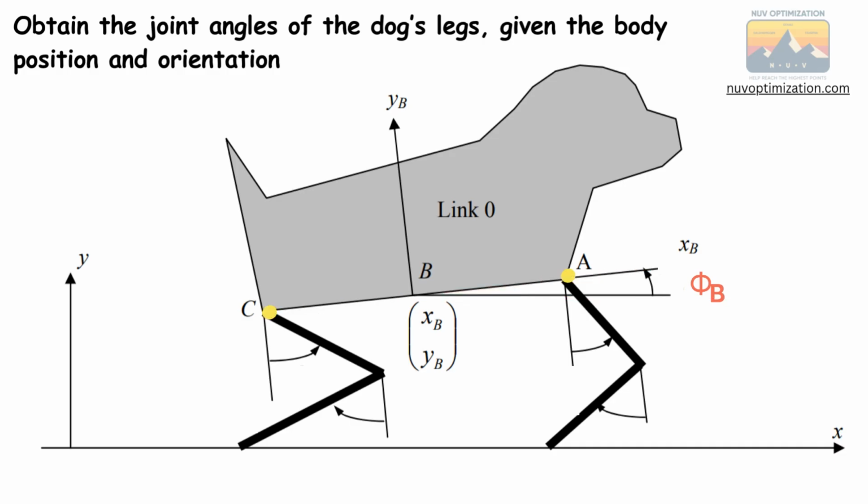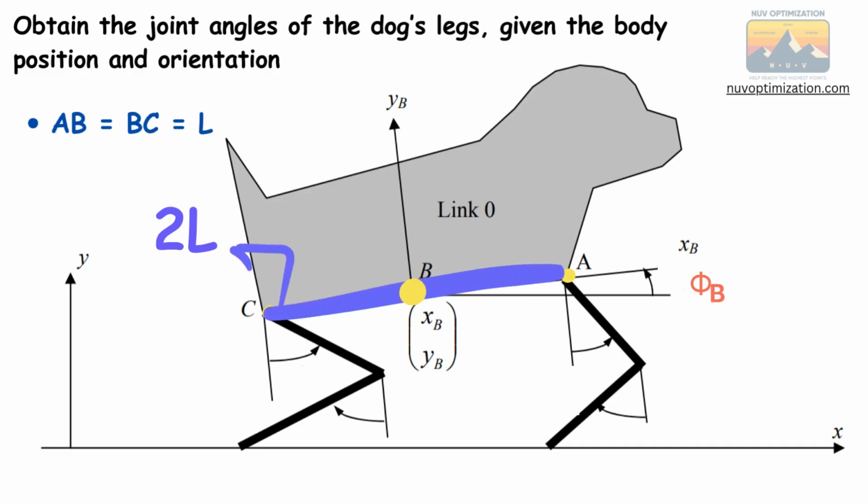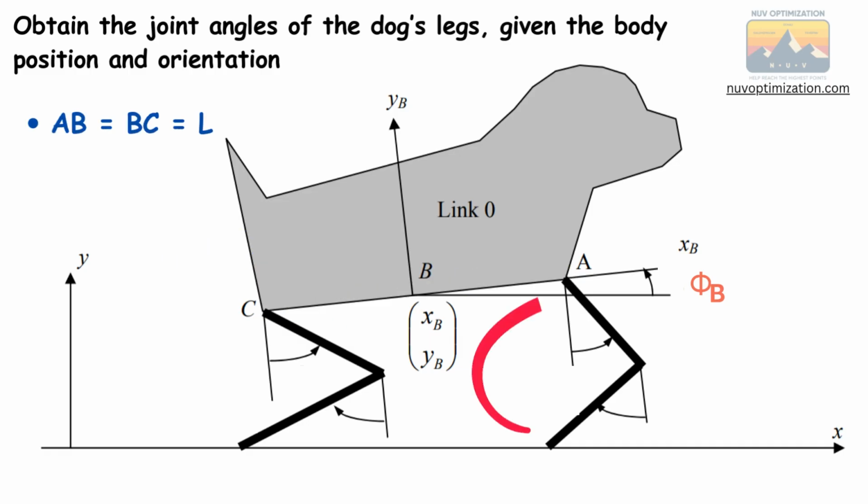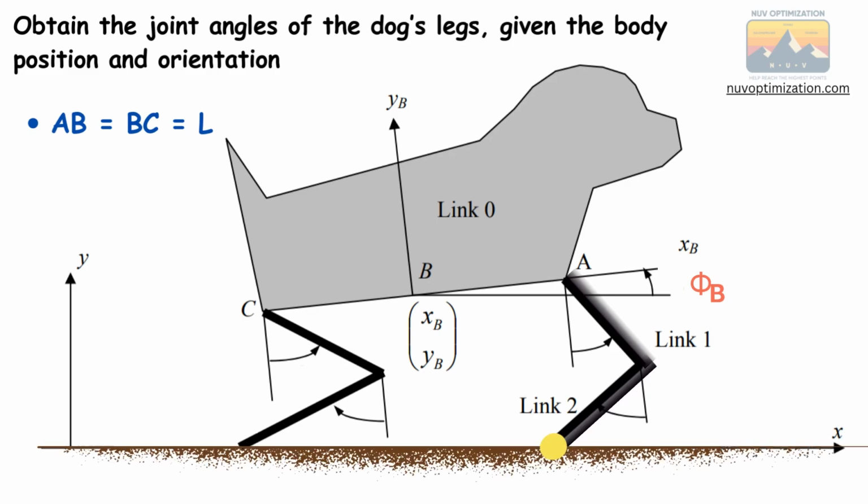Note that A and C are the two endpoints of the bottom of the dog's body, and point B is the exact midpoint of AC. Therefore, the body length is 2L, so AB equals BC equals L. Let's focus on the front leg. It's composed of two connected sections, which we call link 1 and link 2. A critical constraint for the robot is that the very end of link 2 must be on the ground, meaning it must touch the x-axis.